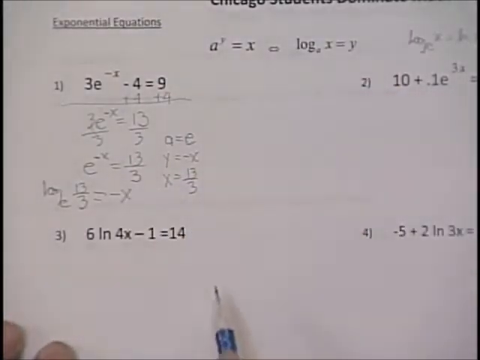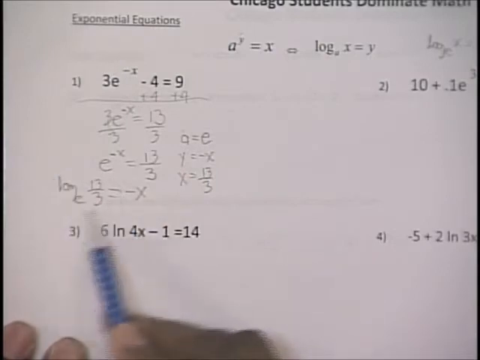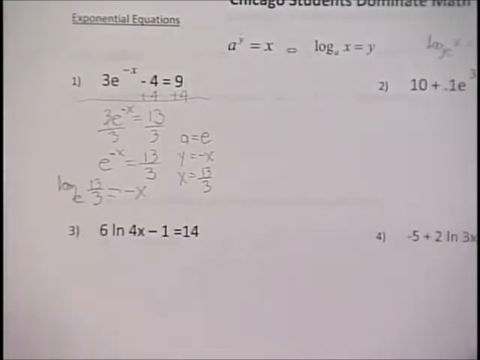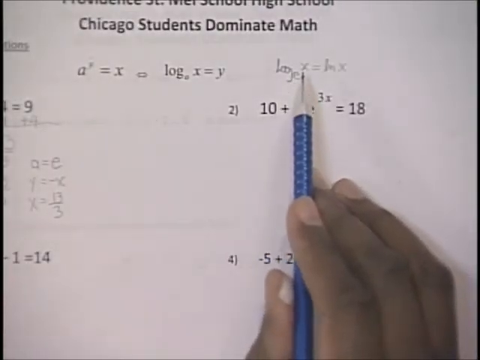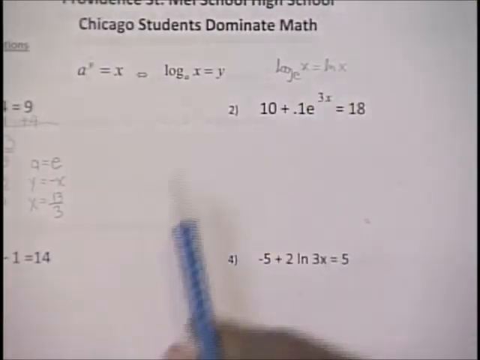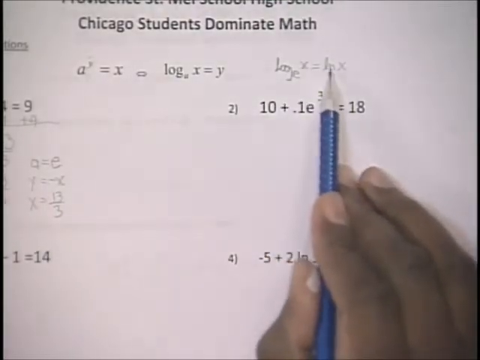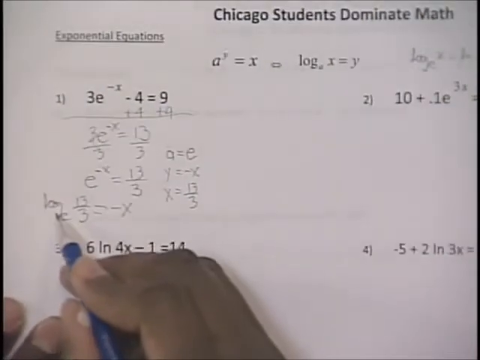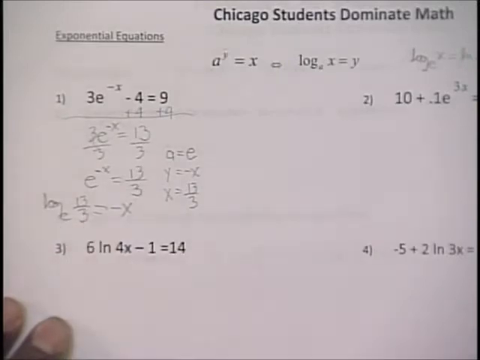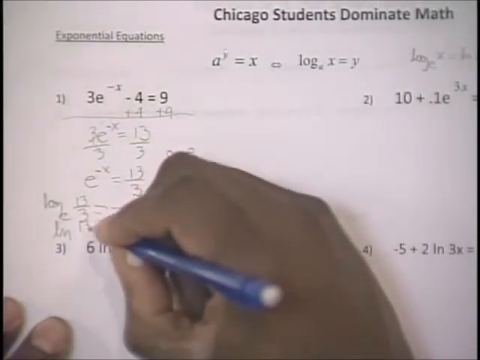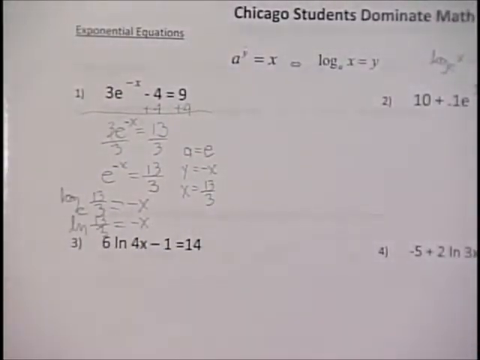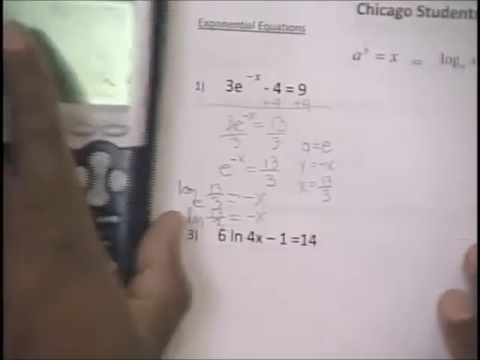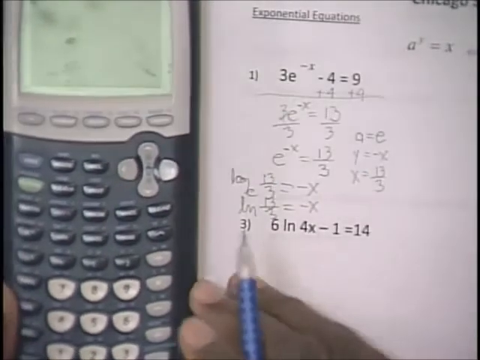This is the same thing we did last week, but we have a little bit of a twist with this new variable e. What I want to show you is log base e of x is the same thing as the natural log of x. So log base e of 13 thirds is the same thing as natural log of 13 thirds, which is equal to negative x. That's the only difference between last week and this week. Now we take the natural log of 13 over 3.